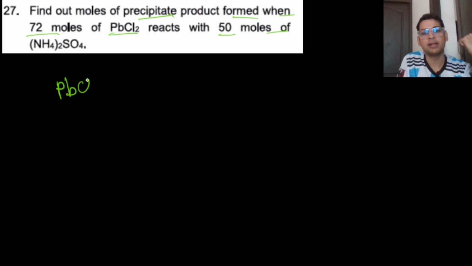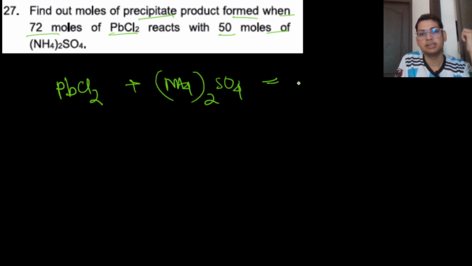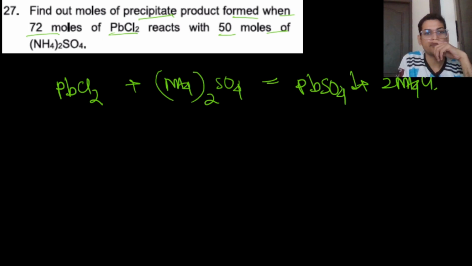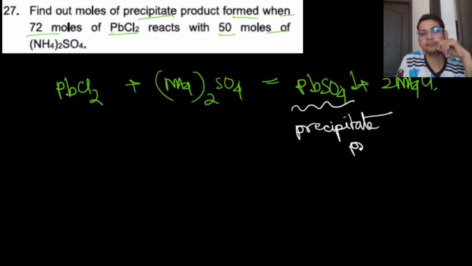Let's see. PbCl2 and (NH4)2SO4, if you react, then you will get PbSO4 plus 2NH4Cl, but this gets precipitated. PbSO4 gets precipitated, so this is your precipitate product. Now this becomes very easy. Why does it become very easy?